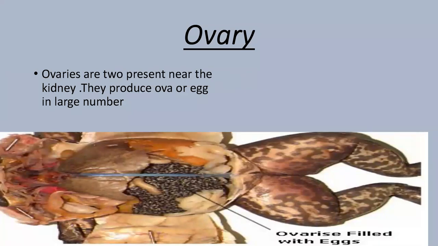Now this is the picture of a dissected frog. The heading is ovary. What are ovaries of frog? Ovaries are two. They are present near the kidney. They produce ova or eggs in a very large number. This is the original dissected frog, and you can see these black ones are the eggs or the ova. They are present in very large quantities.